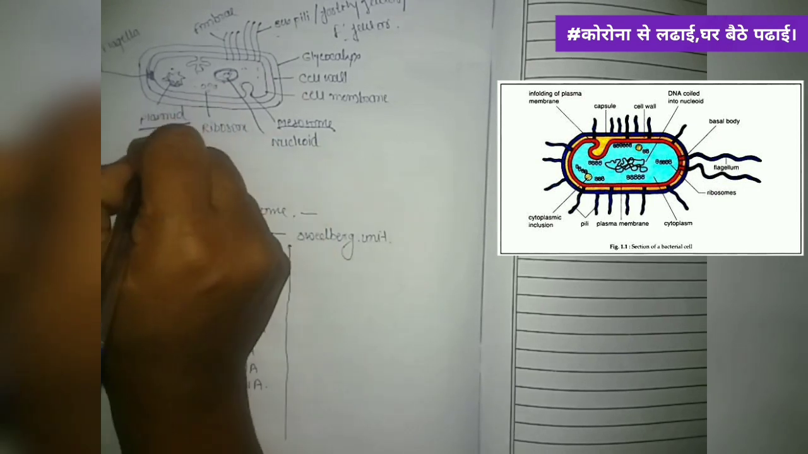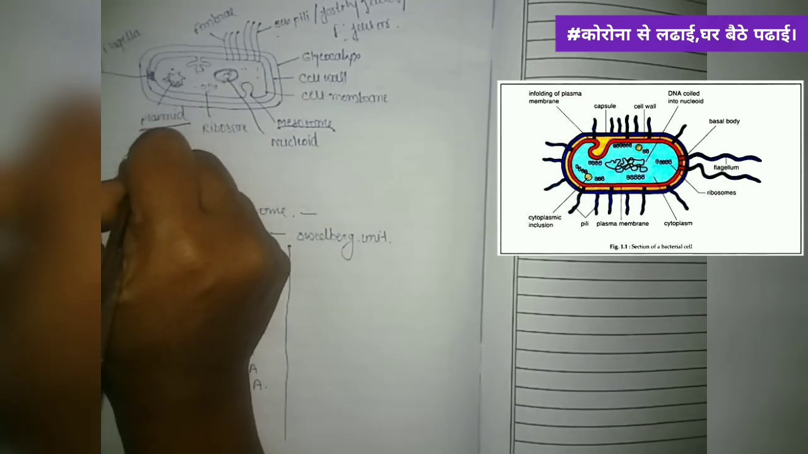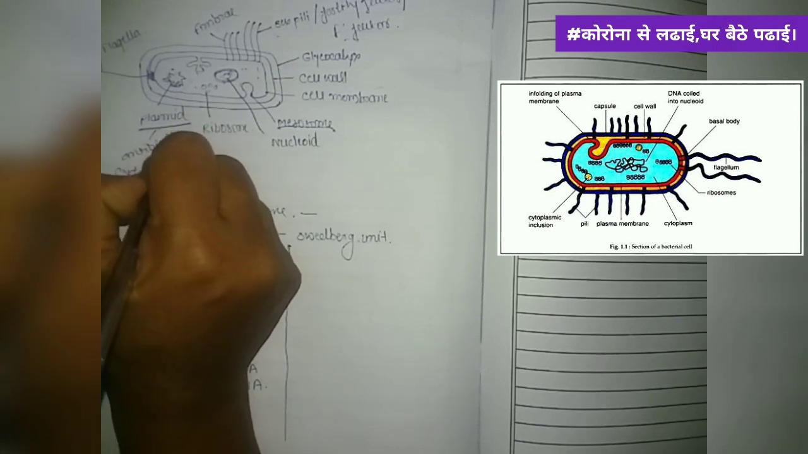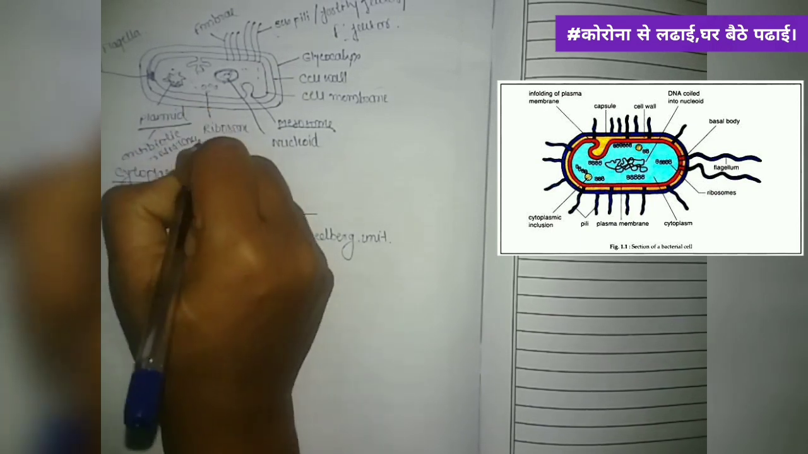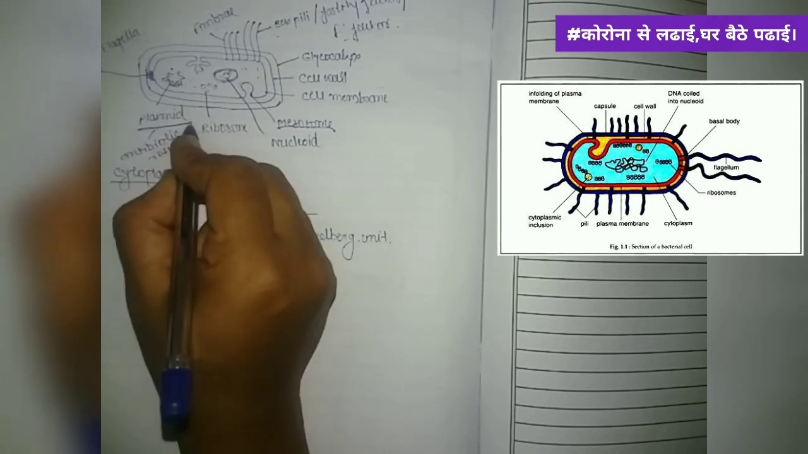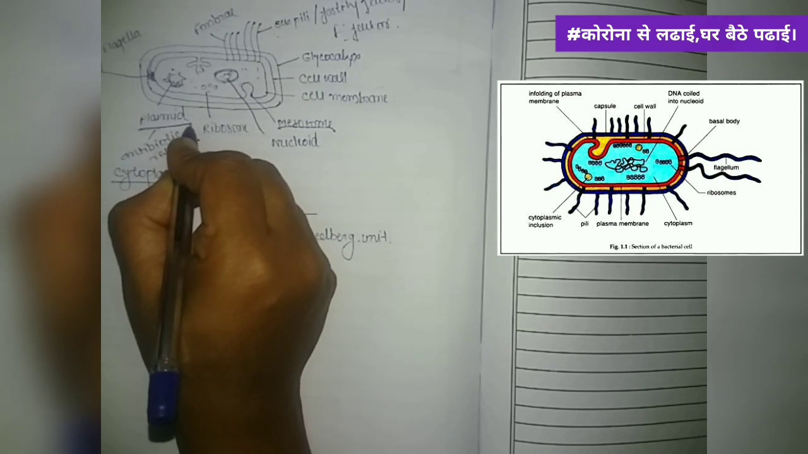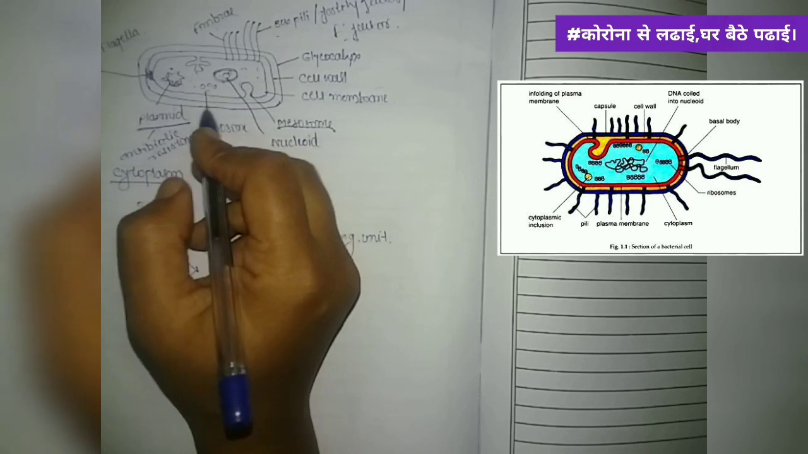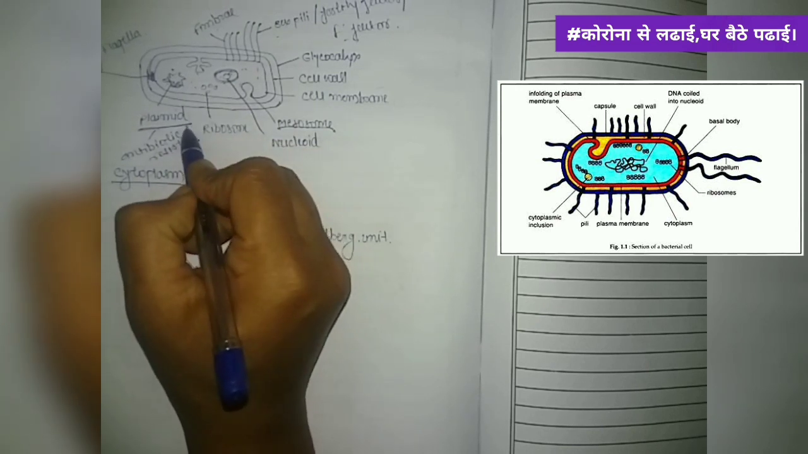This plasmid provides the antibiotic resistance, and it is also known as the fertility factor. This plasmid is also known as the fertility factor, because it is transferred from one bacteria to another bacteria. That's why it's known as the fertility factor.